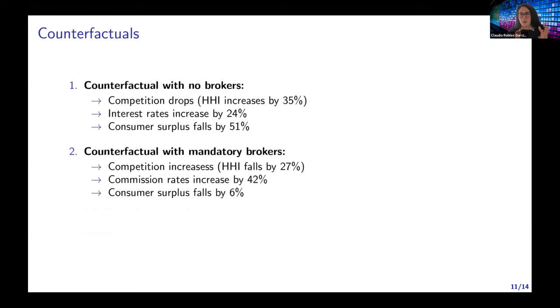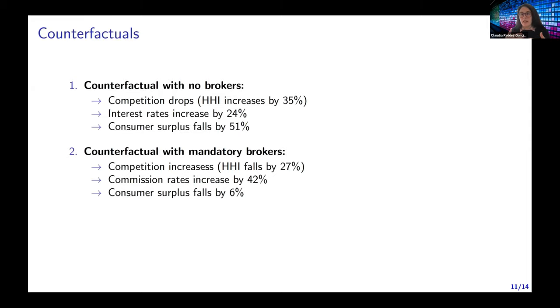The first counterfactual is, we know brokers are distorted. Let's just ban them. Let's say that brokers cannot operate in this market. What's going to happen? Well, if there are no brokers, everybody's going to go directly to banks. They're going to have to pay the shopping costs, which are going to decrease consumer welfare.